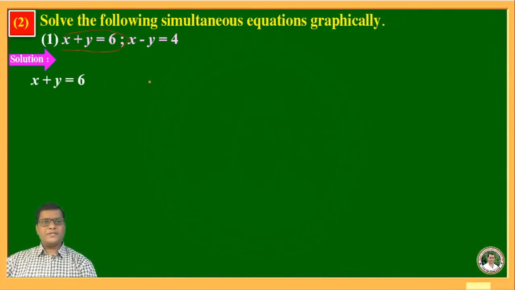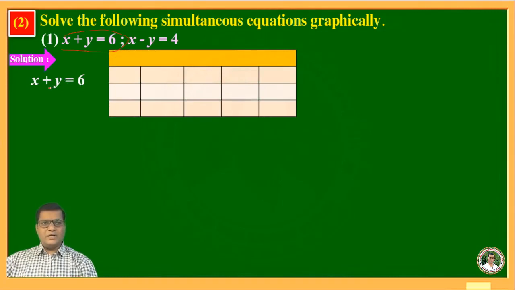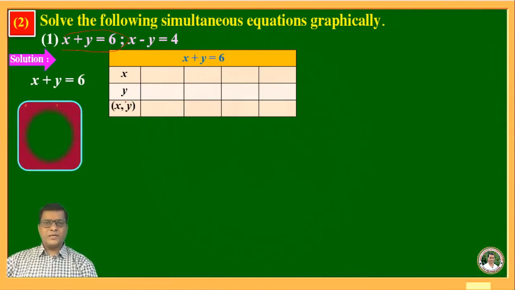For that first write down the given equation, then prepare a table of this. You can keep it as it is or convert the given equation in the form of y is equal to 6 minus x, or directly you can substitute the values of x and y in this equation. Here in the table, to the left side, write x, value of x, value of y and the coordinates x, y in this way.